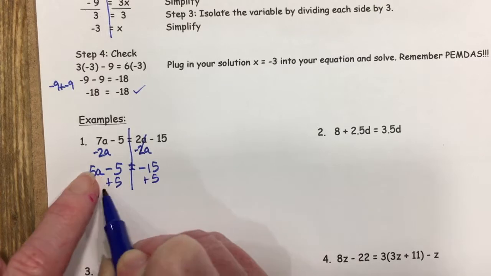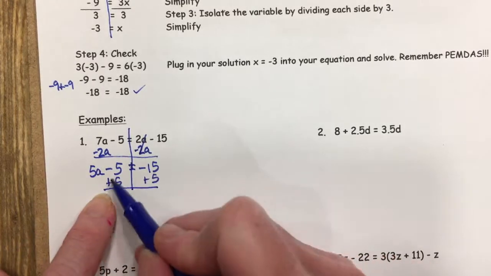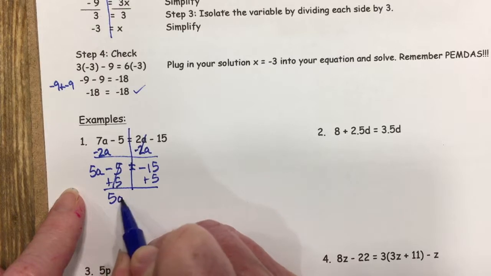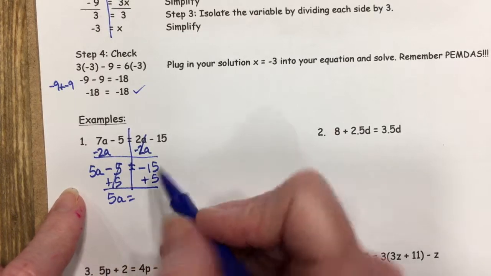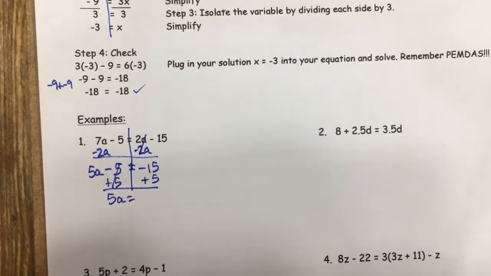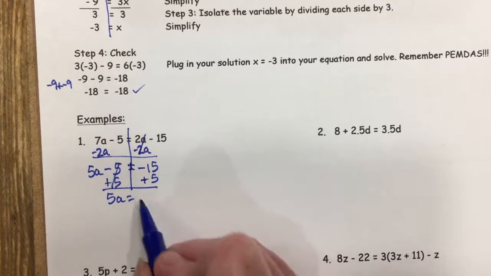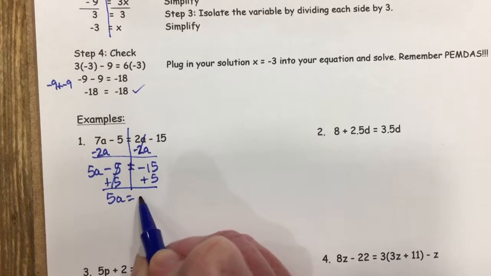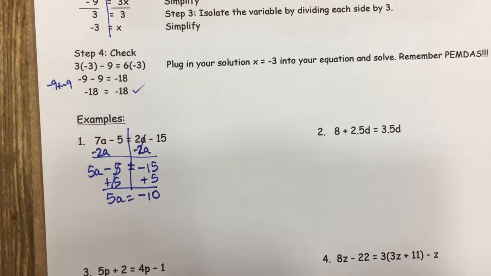Add 5 on this side. All right, so these go away. This side is just 5a. Negative 15 plus 5, these are different signs, so I'm going to subtract them and then keep the sign of the largest, which would be negative 10. So 5a equals negative 10, and then I'm going to go ahead and divide it in half again.